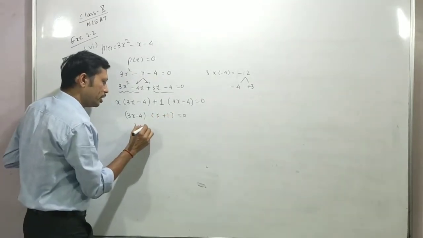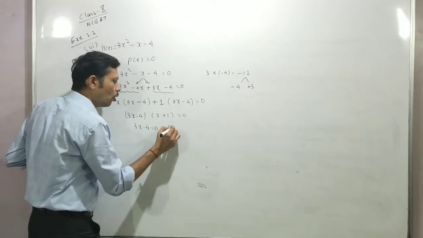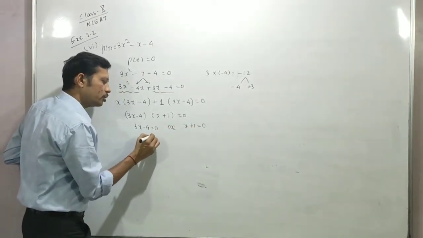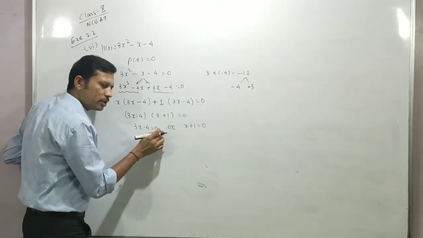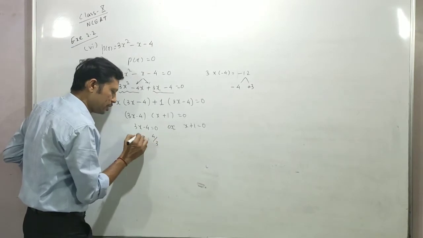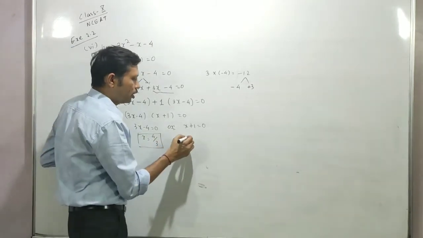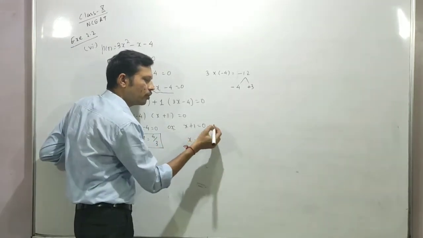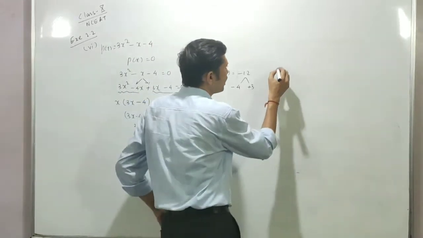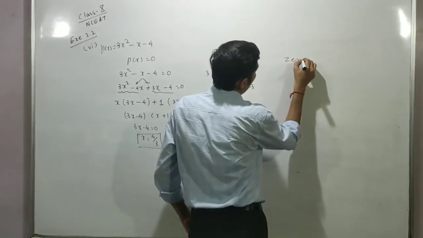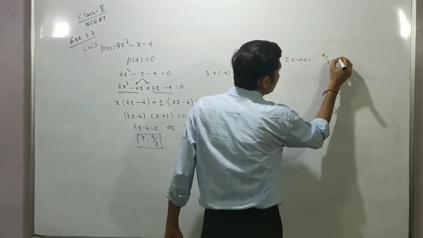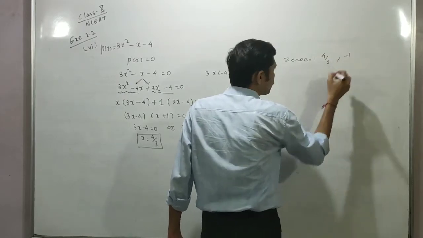So that means either 3x minus 4 equal to 0 or x plus 1 equal to 0. So x equal to what? Minus 4, it will shift to the right side so plus 4 and 3 from multiplication to division. That's my 1 0. Another 0 x is equal to what? Plus 1 goes to right side minus 1. Okay, so अब अपने जीरोस लिखेंगे. क्या क्या जीरोस मिले हमें बच्चों? एक जीरो मिला 4/3 और दूसरा जीरो क्या मिला हमें -1.